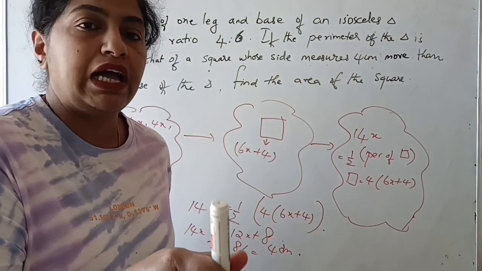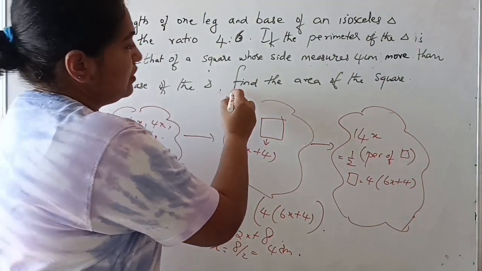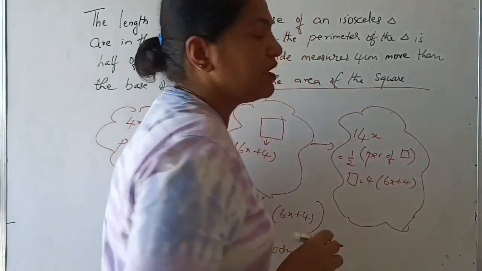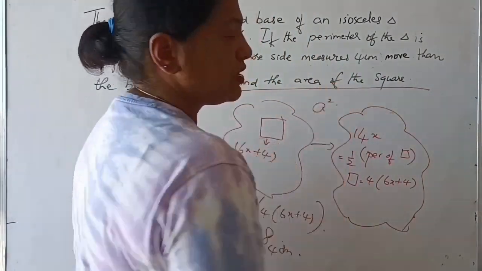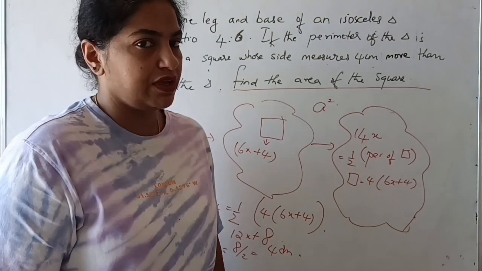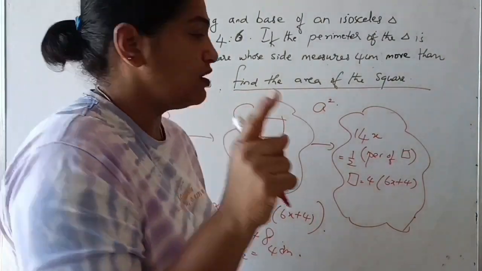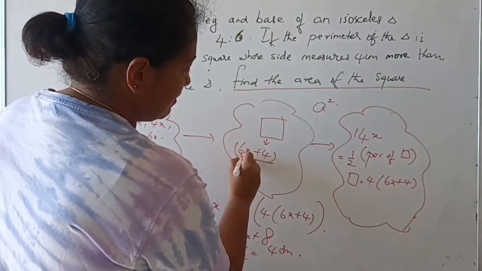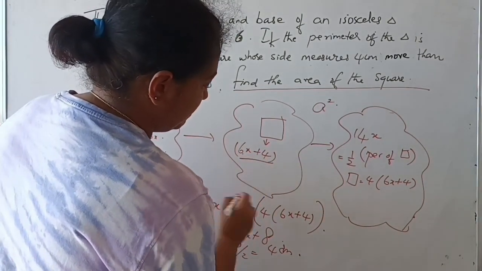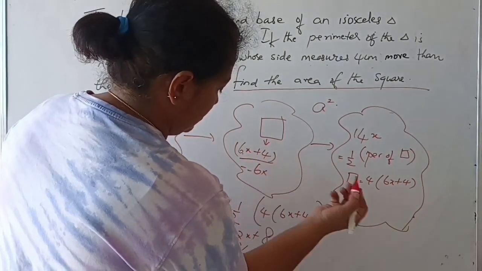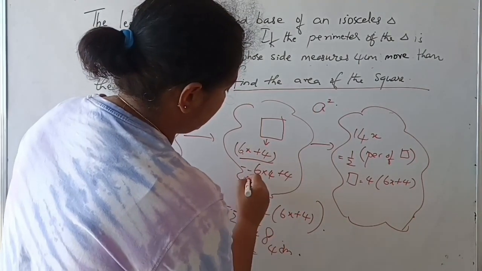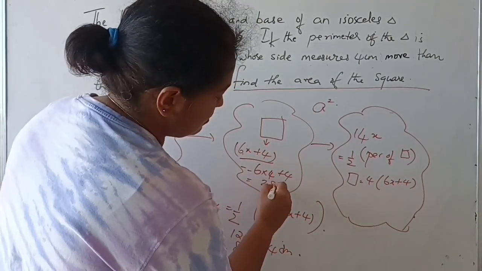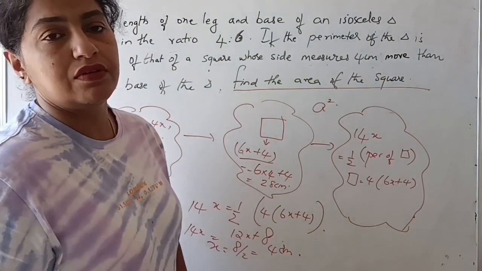Correct. I got the value of x. What have they asked you to find? You have to find the area of the square. What is the area of the square? Area of the square is equal to a square, where a is the measure of one side. Correct. So, what is the measure of one side of the square? 6 into x plus 4. That is equal to 6 into 4 plus 4, which is 24 plus 4, which is 28 centimeters.